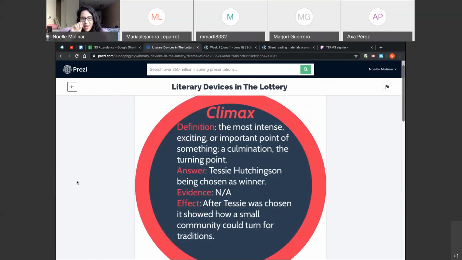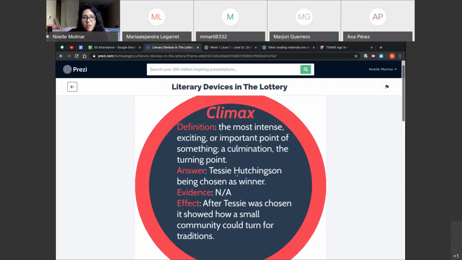Okay, so the climax. If you imagine the plot, we have the action that's coming, and this climax is the highest point. The definition: the most intense, exciting, or important point of something. In this case, the something is our story, a culmination, the turning point. So if you have your rising action, your plot, it's going, and it's really tense, and then it goes down after there. So it's the most intense, the highest point of tension.